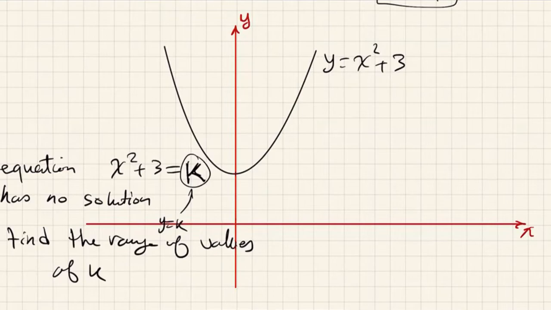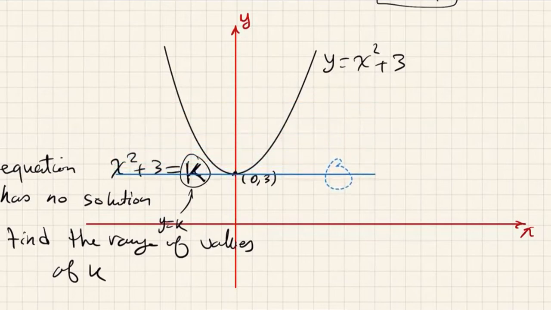Of course, for x squared plus 3, this point is (0, 3). So what is the value of k in this case? If I draw y equals a number like this, does it have a solution or no solution? It has a solution, two solutions, not just one, right? If I go on like this, all of this has solutions, till this point.